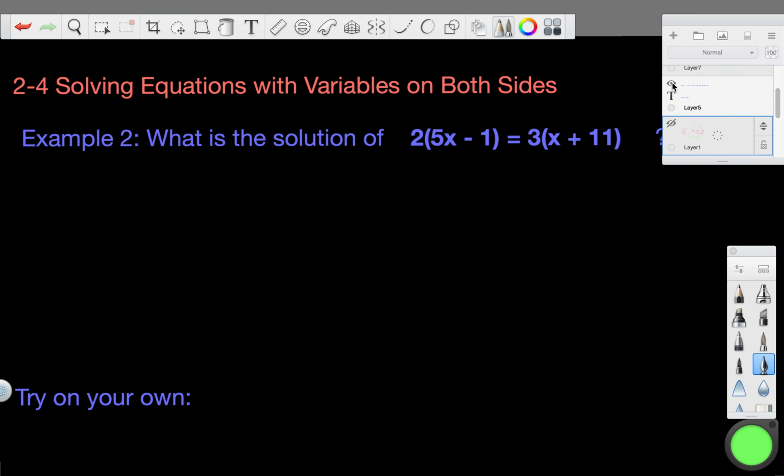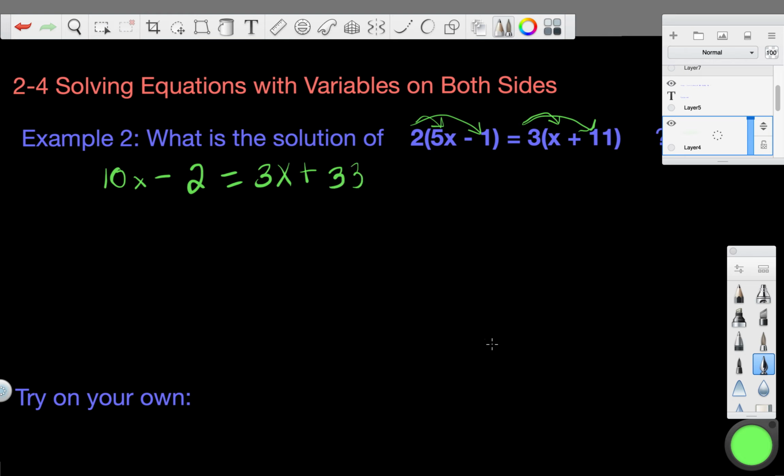So our next problem, I see parentheses, okay? So we want to find the solution again. I see x's on both sides, and we want to get those x's on the same side and then eventually solve. So first thing I need to do, I see parentheses. So what I need to do is distribute whatever's on the outside of those parentheses to the inside, okay? So I'm going to have 2 times 5x, which gives me 10x, minus 2 times 1, which is 2, equals 3 times x, which is 3x, plus 3 times 11, which is 33.